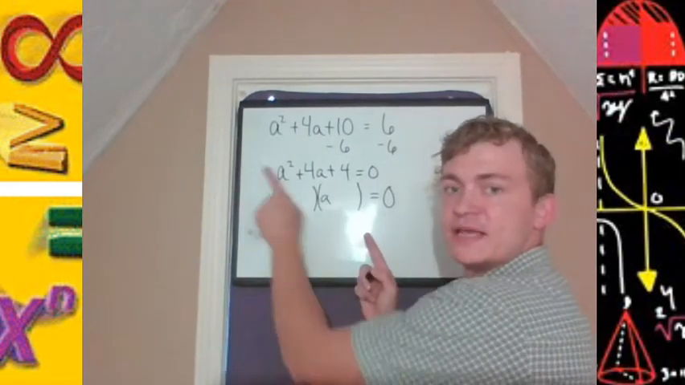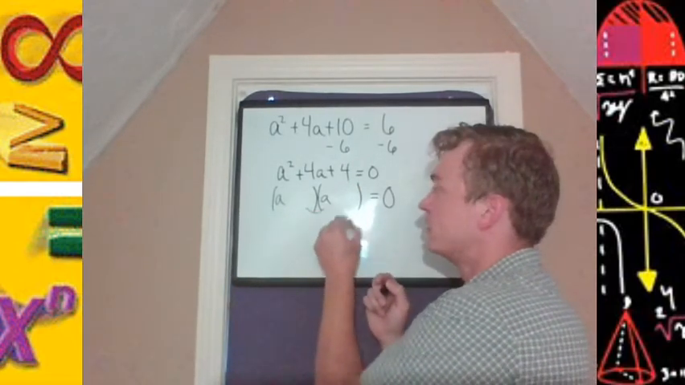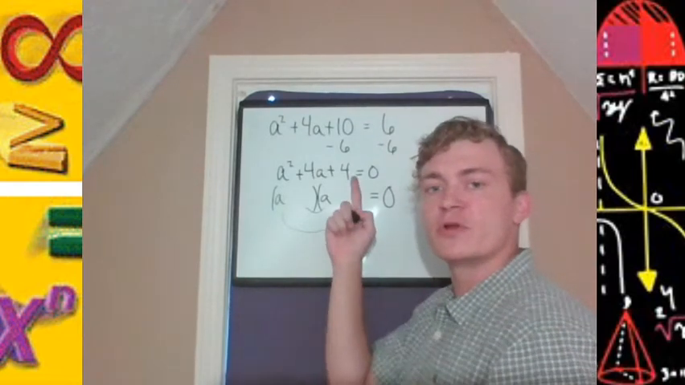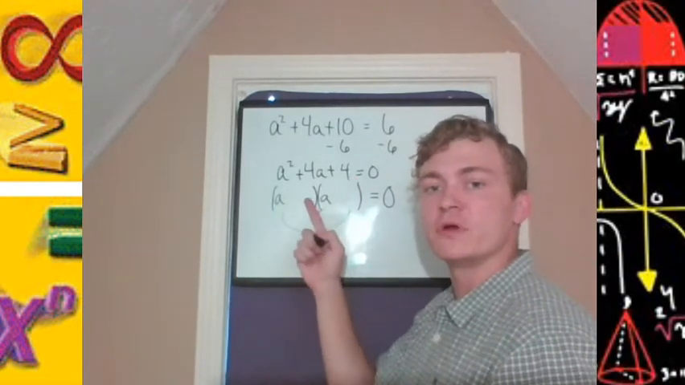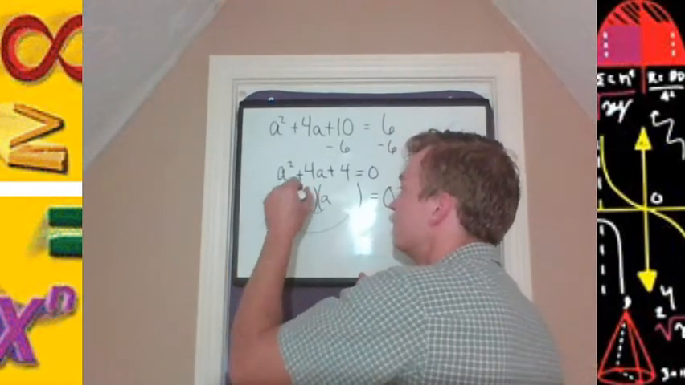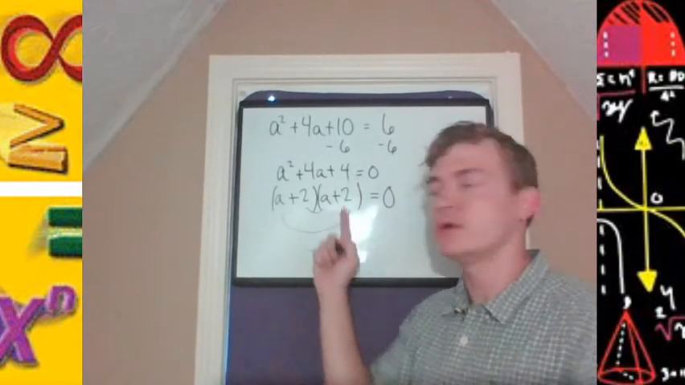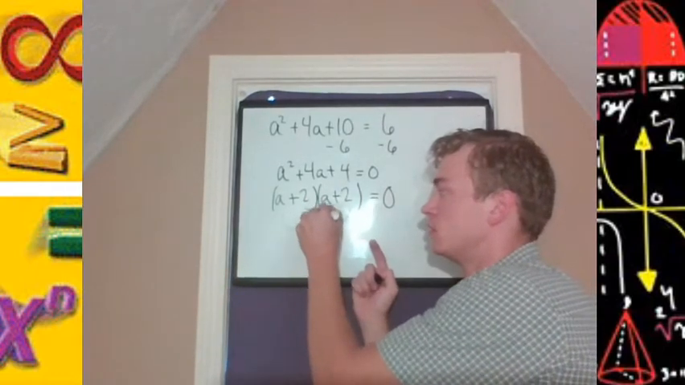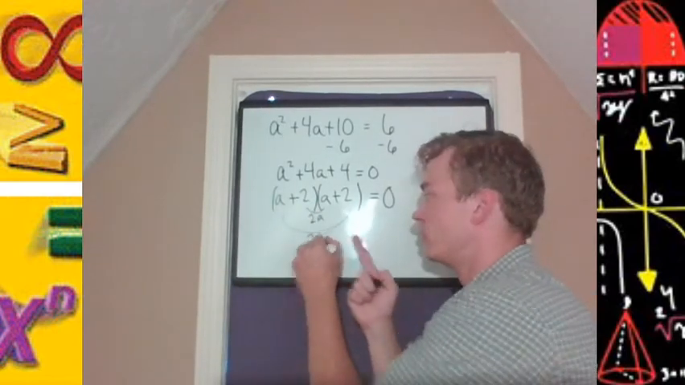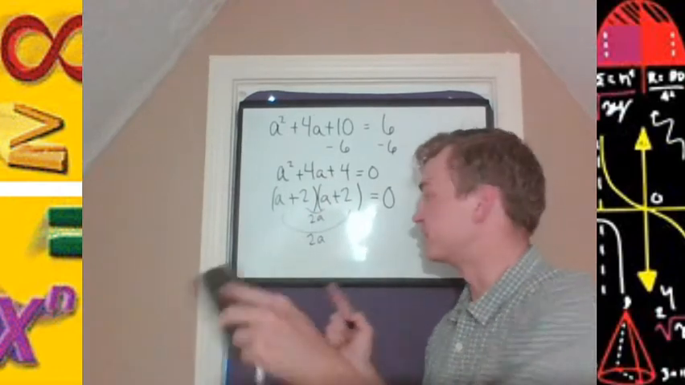Well, a times a is a squared. Now, what times what will give us 4 in such a way that the inner and outer product will combine to give us 4a? Well, what are the factors of 4? 1 multiplied by 4, but 1 plus 4 is 5. 2 multiplied by 2. 2 times 2 is 4. 2a, 2a. That will combine to give us the middle term, 4a. So we have our correct factorization.